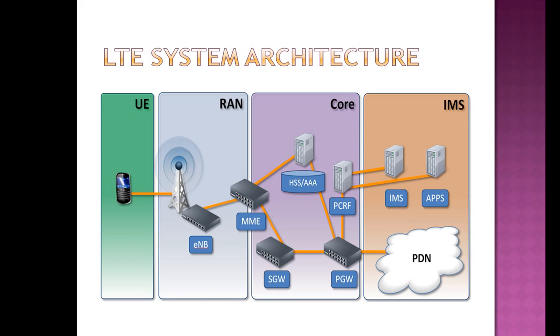This is my system architecture. This is one of the main themes of this project. UE means user equipment. RAN is the radio access network. The core includes the PCRF, the policy and charging rules function. MME is the mobility management entity. SGW is the serving gateway. PGW is the packet data network gateway. eNodeB means every area node, every tower. IMS is the IP multimedia subsystem. Apps means applications. PDN means packet data network. This is the system architecture.